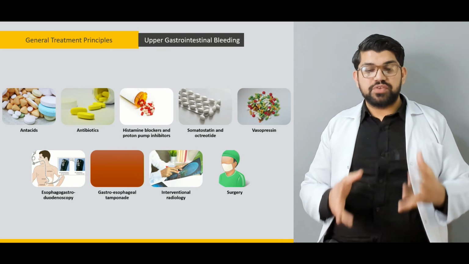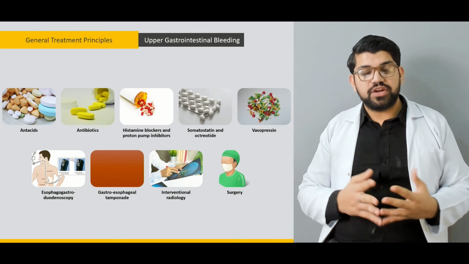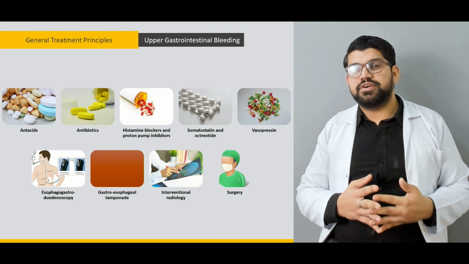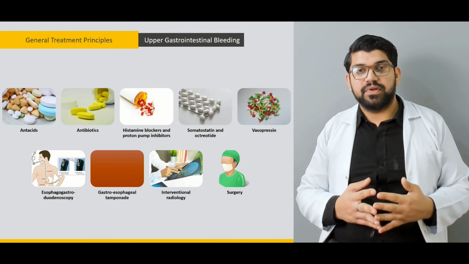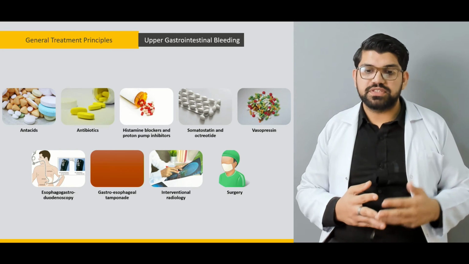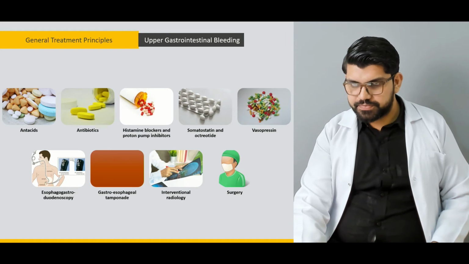So in general, for upper GI bleeding, the initial treatment should start with omeprazole, 80 milligrams IV stat. Following that would be an urgent consult from an endoscopist and interventional radiologist for further management.